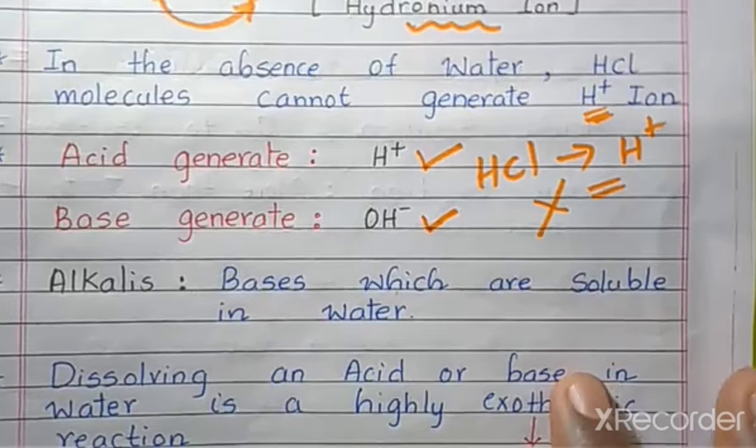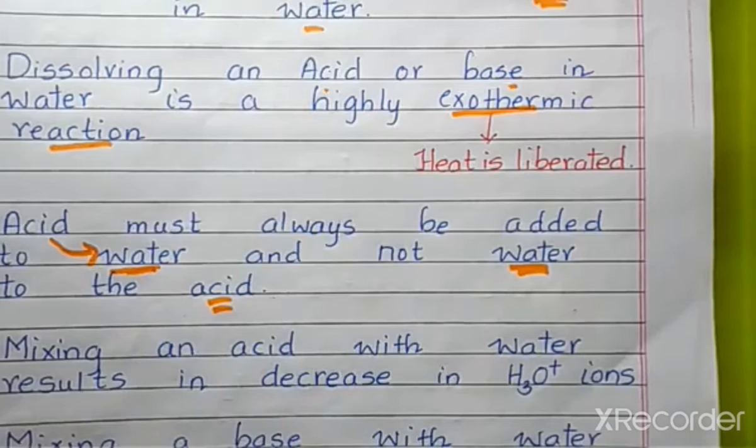And dissolving an acid or base in water is a highly exothermic reaction. We are dissolving the acid or base in water, that is known as an exothermic reaction. Exothermic means heat is liberated. Yet acid must be added to the water, not water to the acid. This is one of the important points. Acid you should always add to water, not water to be added to acid.